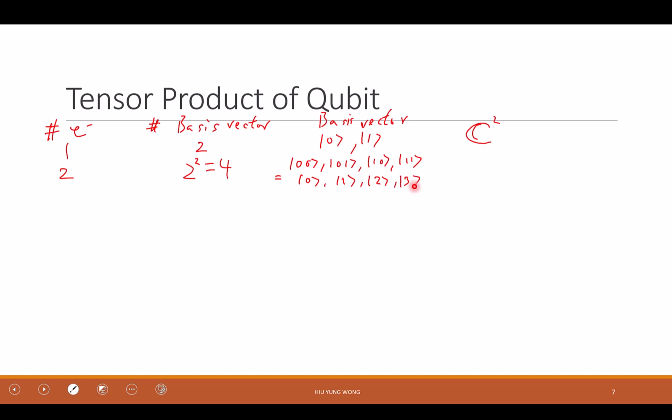That's why it will be confusing to see 0. If it doesn't know that you are working on a 2 electron basis, you thought that it is this 0 basis, right? It will be confusing. You need to be very clear. You know the system, what system you are working on, right? We call this what? It's a C2 space tensor product with a C2 space, which is equal to C2 to the power 2, which is C4 space. Okay? What if I have 3 qubits? How many basis vectors do I have? Permutation, right?